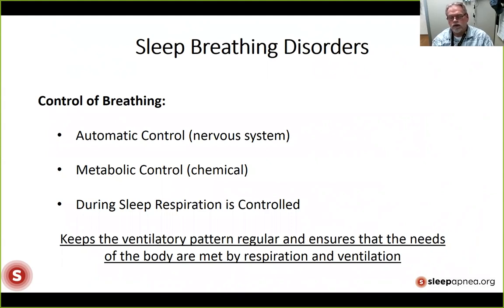So we have an autonomic control, but we also have a metabolic control, and that's a chemical control. And that chemical can be a high level of CO2 or a low level of CO2, or even other chemicals in our bodies, high or low, that can control our breathing or at least encourage our body to breathe. So during sleep, respiration is certainly controlled by either the autonomic nervous system or the metabolic control. So this keeps the ventilatory pattern regular and ensures that the needs of the body are met by respiration and ventilation. And that means that we can go to sleep and feel reasonably assured that we're going to continue breathing throughout the night.